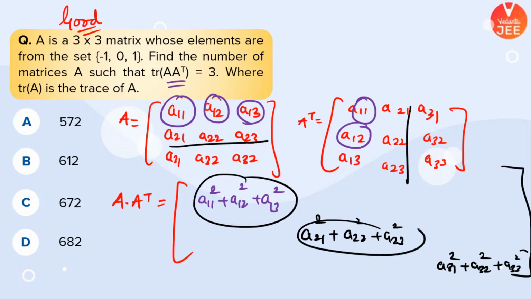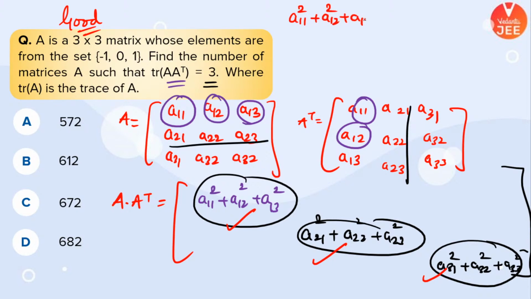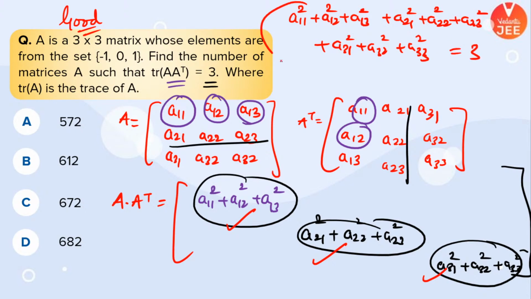These are your three terms that are there in your trace. Now its summation is given to me as 3. So what I want is basically this plus this should be equal to 3, because trace is nothing but the sum of the diagonal elements. So what you want is A11 square plus A12 square plus A13 square plus A21 square plus A22 square plus A23 square plus A31 square plus A32 square plus A33 square as nothing but 3. This is what you want.